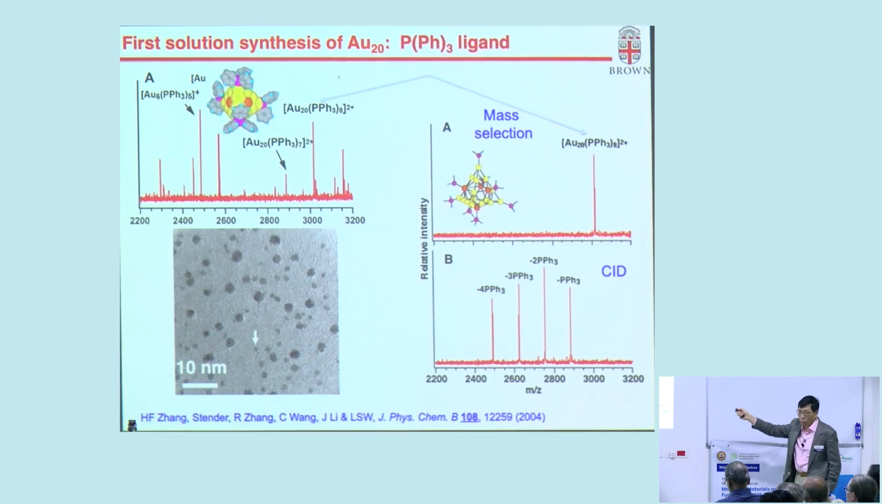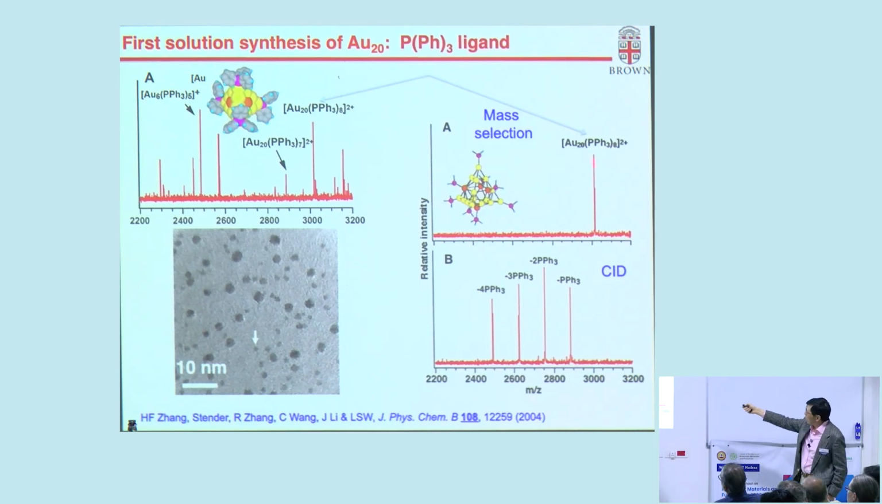So then we actually looked at the solution. We used the electrospray to look at what's coming out in that solution. When we reduced the gold reagent with sodium borohydride, we actually did observe a gold 20 cluster with 4 phosphine. This is with 7 phosphine ligand. This is with 8 phosphine ligand. So this is a dianion.